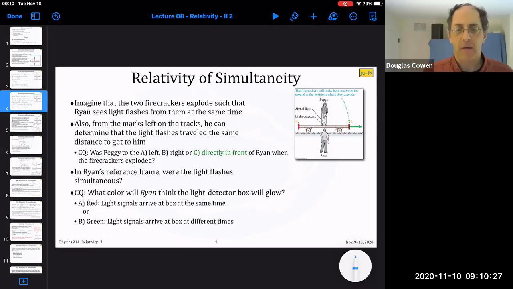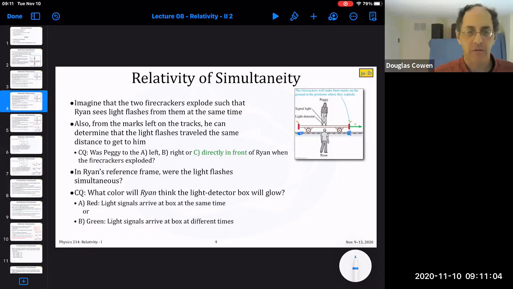All right, so now in Ryan's reference frame, were those light flashes simultaneous? Does he say that the firecrackers exploded at the same time? And the answer there, of course, is yes. He's going to say these happened at the same time because they both flashed and they came to me at the same time. They travel the same distance and they're both traveling the speed of light C. And I know the distance from looking at the marks on the tracks, and I know the speed because it's light and they hit me at the same time.